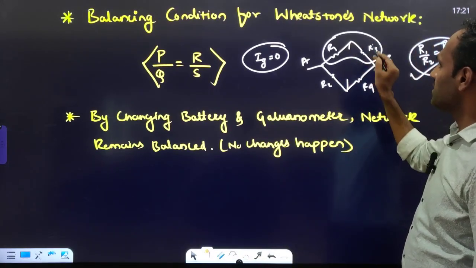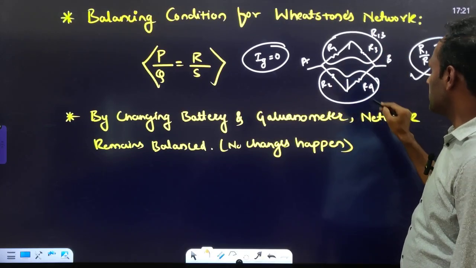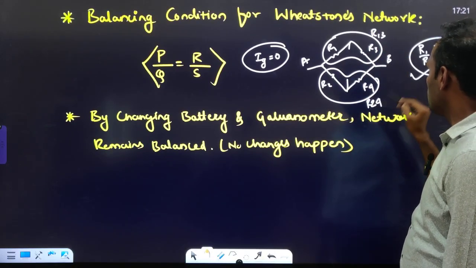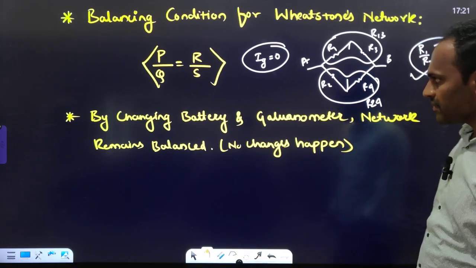R1 and R3 will be in series, you can take this as R13. R4 and R2 will be in series, you can take this as R24. R13 and R24 will be in parallel. You can add them up, right?